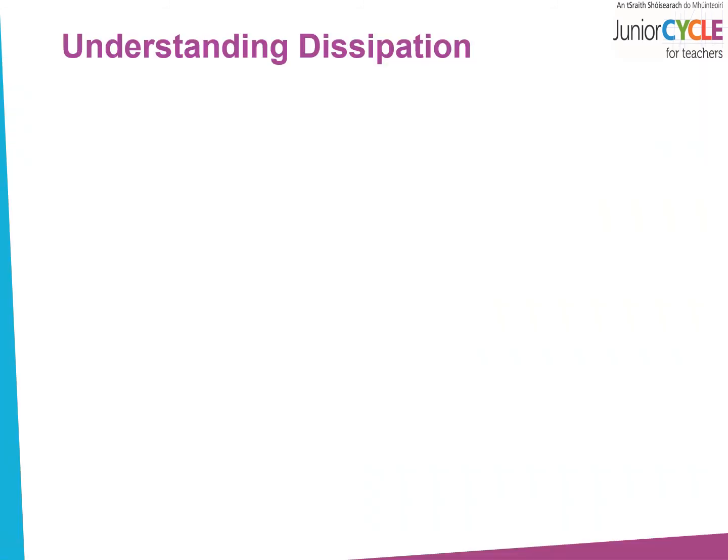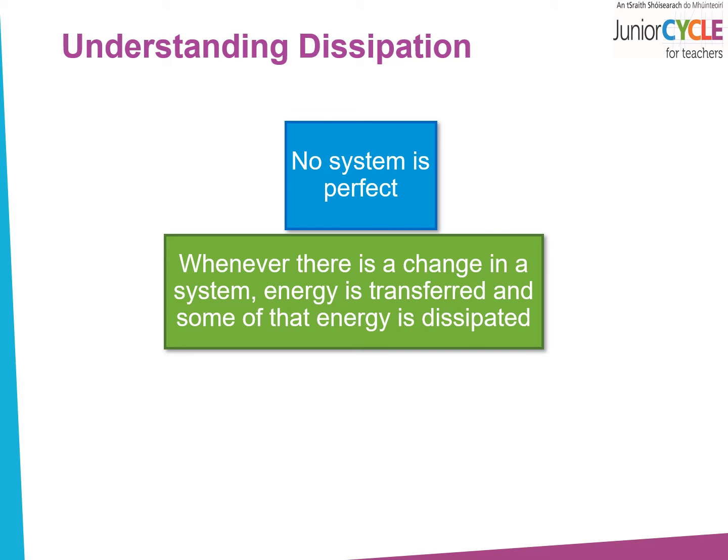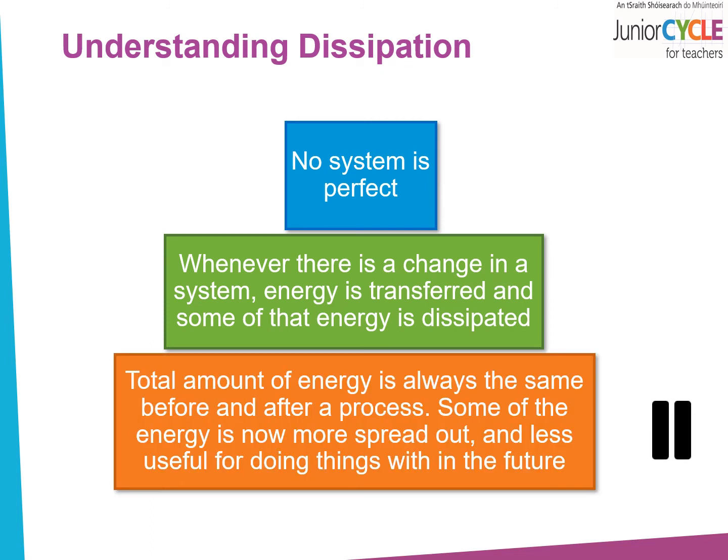Understanding dissipation can be helped with the following statements. To know that no system is perfect. Whenever there is a change in a system, energy is transferred and some of that energy is dissipated. The total amount of energy is always the same before and after a process. Some of the energy is now more spread out and less useful for doing things with in the future. Reflect on how the statements here might help deepen understanding about dissipation and the concept of energy.